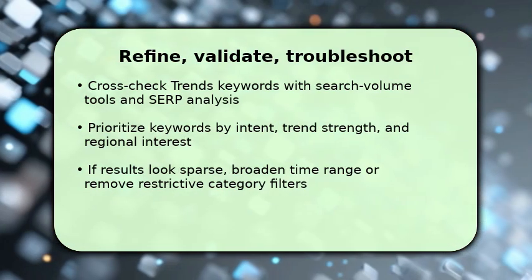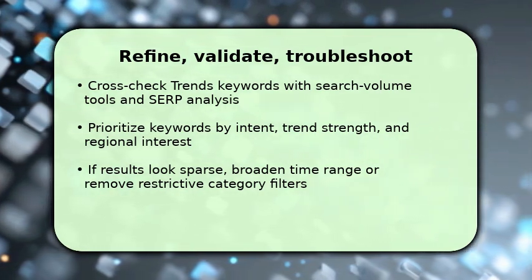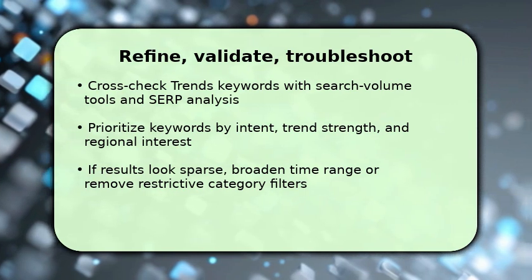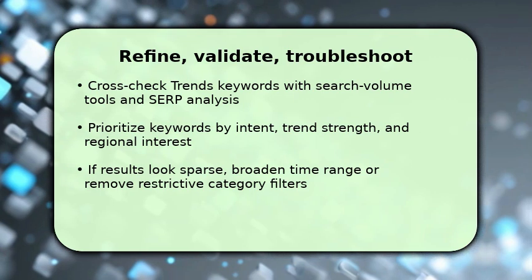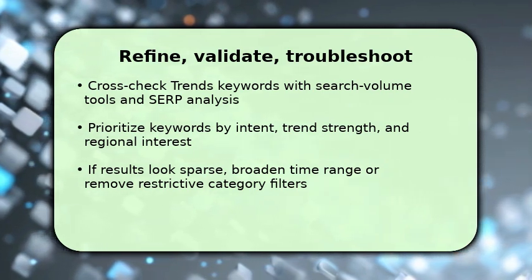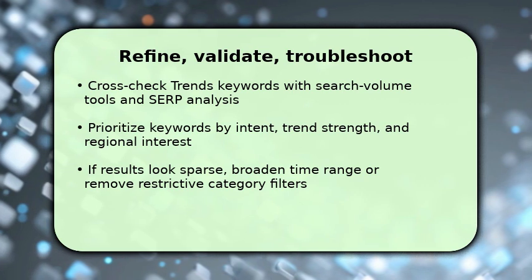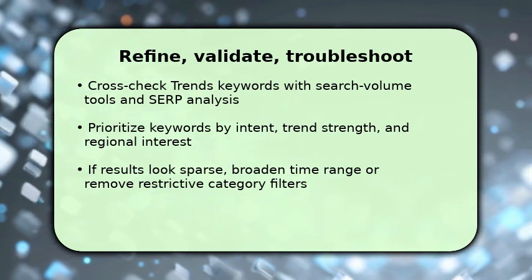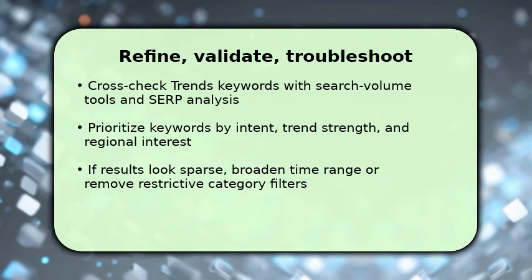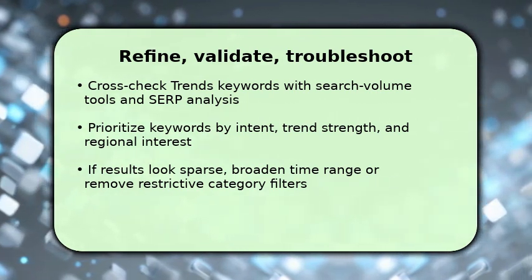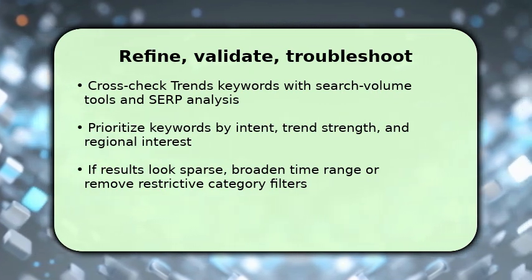Finish by refining and validating. Take the candidate keywords into a search volume tool and run quick SERP checks to understand competition. Prioritize terms that match user intent, show trend strength, and have meaningful regional interest. Once validated, build content or campaigns around clusters of related queries. If you get sparse or misleading results, widen the time range, clear category filters, or try broader seed terms. That troubleshooting step usually reveals missed variations and improves your keyword set.